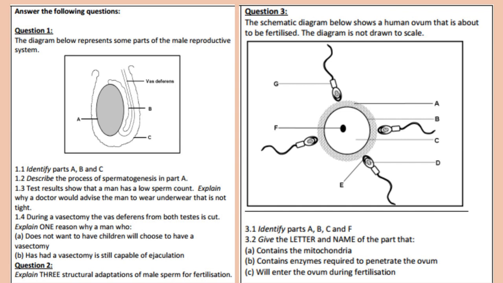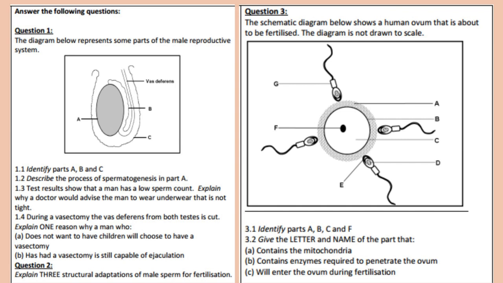1.4 During a vasectomy, the vas deferens from both testes is cut. Explain one reason why a man who A. does not want to have children will choose to have a vasectomy. B. has had a vasectomy is still capable of ejaculation. Question 2. Explain 3 structural adaptations of male sperm for fertilization.